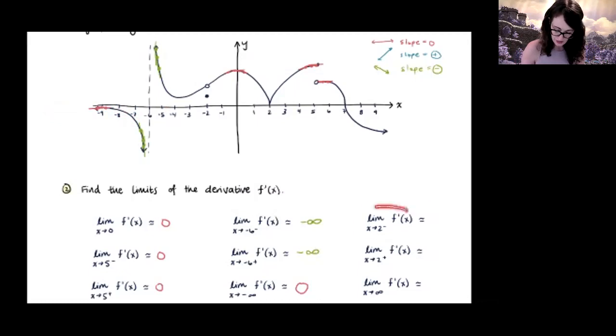Okay, moving over here, we've got the limit as x approaches 2 from the left, and then 2 from the right. So this is another point where we had a discontinuity, right? Here we have a cusp. So let's start with from the left first. So we're going towards 2 this way. So we're going towards the function this way. Okay, so I can already tell that this curve has negative slope everywhere, right? It's going down from left to right.